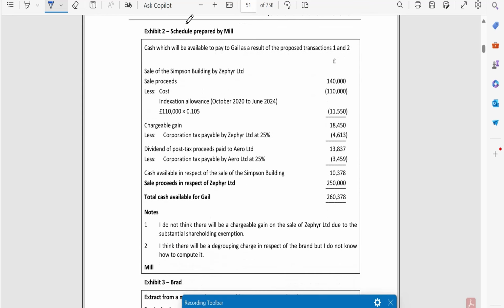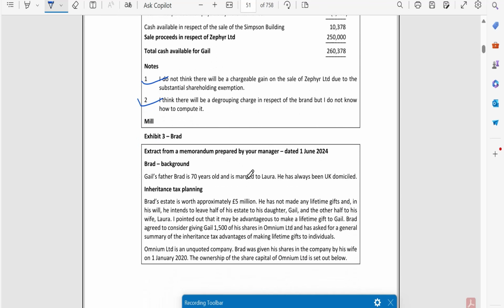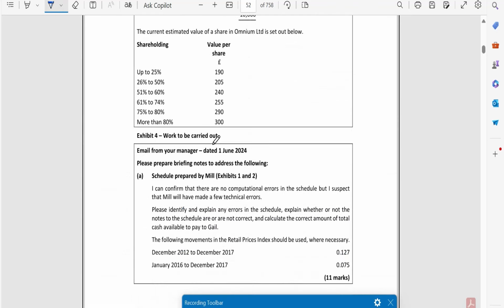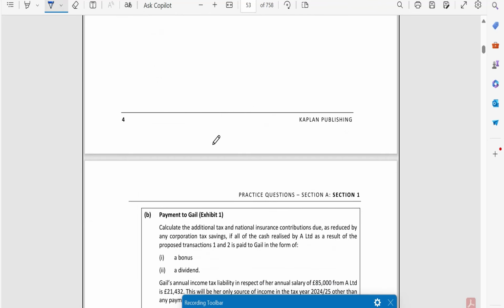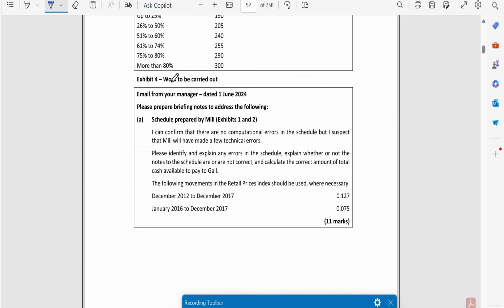Okay, so this is the schedule prepared by Millie regarding the amount of cash proceeds received by Gill. This is all the calculation given. And they talk about whether SSE is available or not, whether degrouping charge is available or not. We will look into this later on. And the third exhibit, let it be on hold for now. So where is the work to be carried out? Yeah, this is the part.